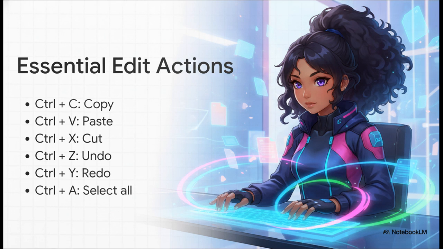We've got the classic trio, of course: Control-C to copy, Control-V to paste, and Control-X to cut. But the real lifesavers are Control-Z to undo your previous action, basically your universal digital safety net, and Control-Y to redo an action you just undid. Want to grab absolutely everything on the page at once? Just hit Control-A to select all the text. These right here are your foundational building blocks.